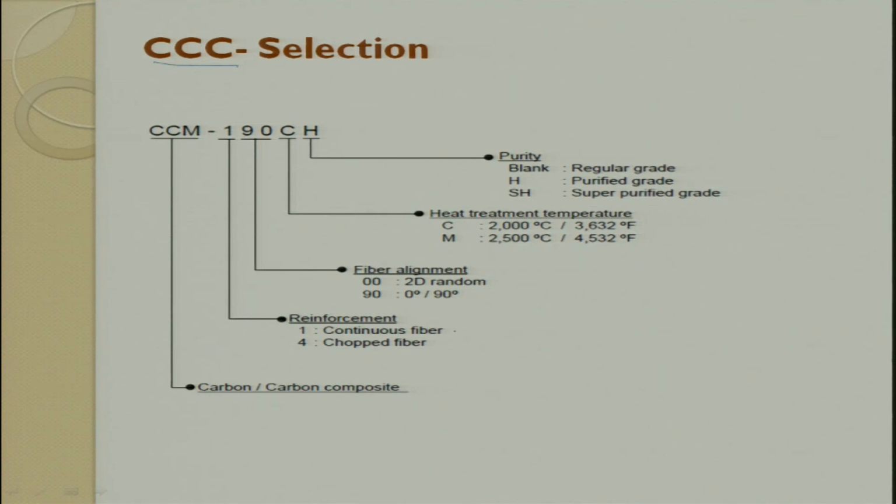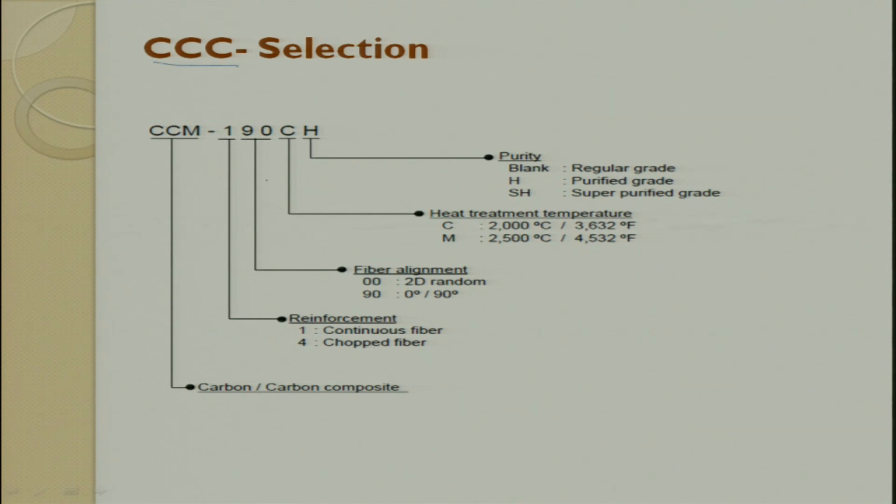So, 1 stands for continuous fiber, 4 stands for chopped fiber. So, you can put that signature digit there. Then 90 is the orientation, the alignment, which can be put as 0, 90, 45, 30, whatever it is. 0 means 2D random, and if you put 90, it is 0, 90 orientation. You can also have 45.